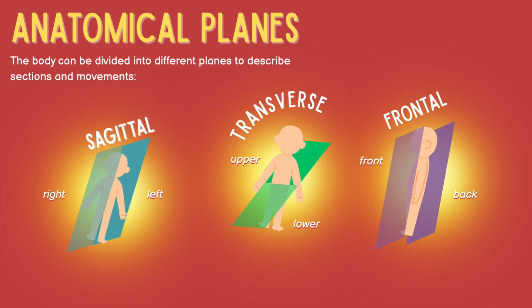To understand the human body better, we can divide it into different sections or planes. There are three main anatomical planes. The first one is the median or sagittal plane, which divides the body into right and left halves. The second is the transverse or horizontal plane, which divides the body into upper and lower parts. And the third one is the frontal or coronal plane, which divides the body into front and back parts.